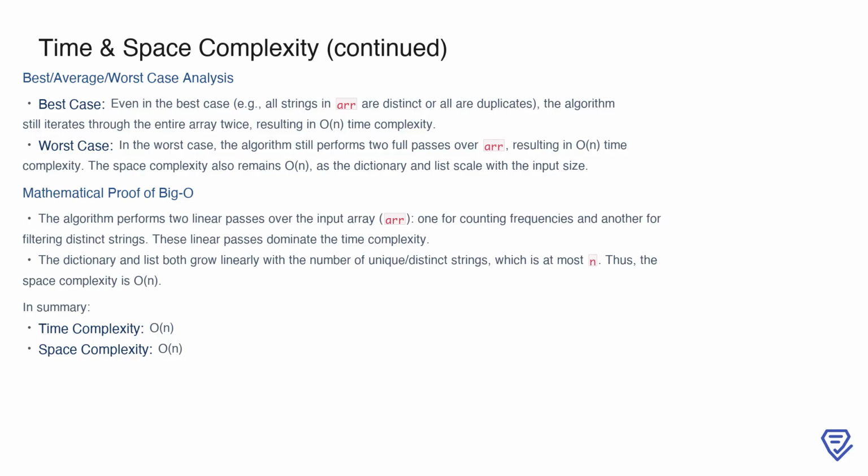These linear operations dominate the time complexity, solidifying it as O(n). Additionally, both the dictionary and list grow in proportion to the number of unique and distinct strings, which is at most n, confirming that the space complexity is O(n). In conclusion, the algorithm is both time and space efficient, operating in O(n) for both metrics.